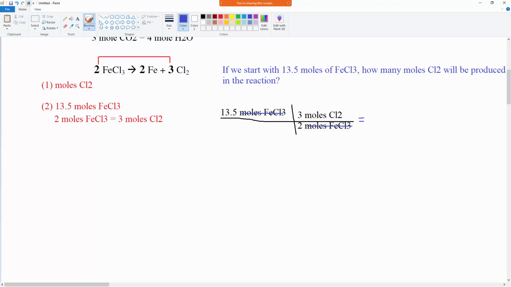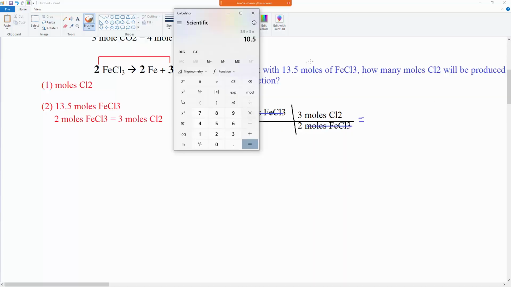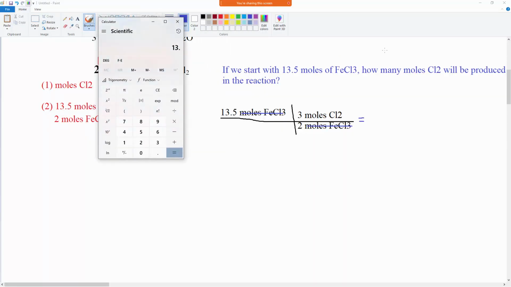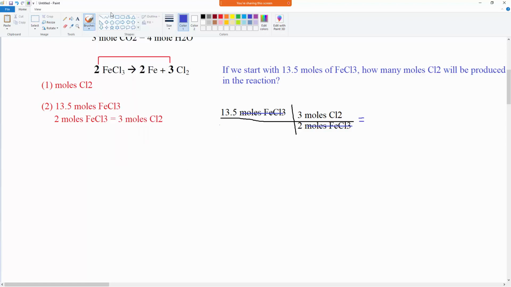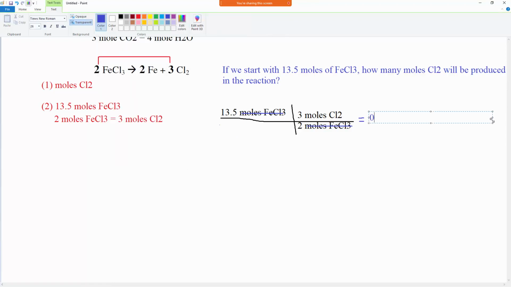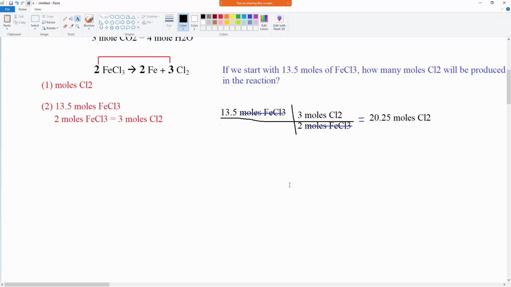So if I plug that in, 13.5 times 3 divided by 2, I get 20.25 moles of Cl2. Does that make sense? They are pretty straightforward. Let's do one more.